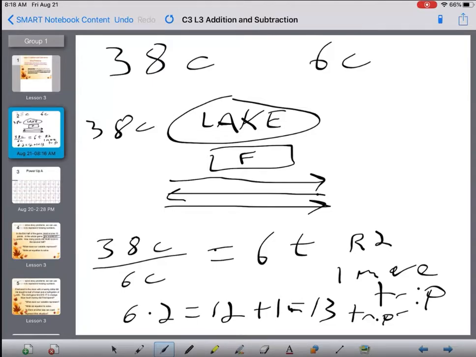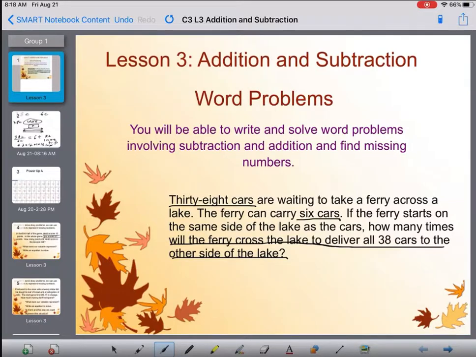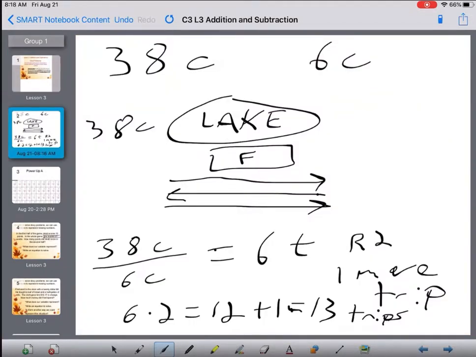Okay. I just want to make sure I answer the question: how many times will the ferry cross the lake to deliver all 38 cars to the other side of the lake? Technically, the total number of crossings is 13. It has 6 full trips and then one more trip to finish up taking those 2 cars over there.